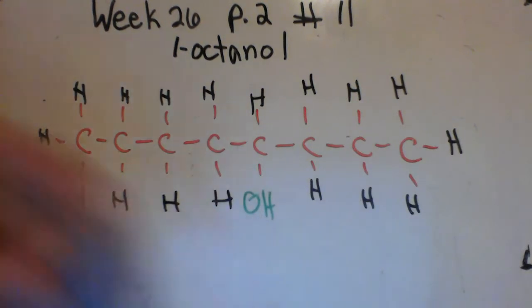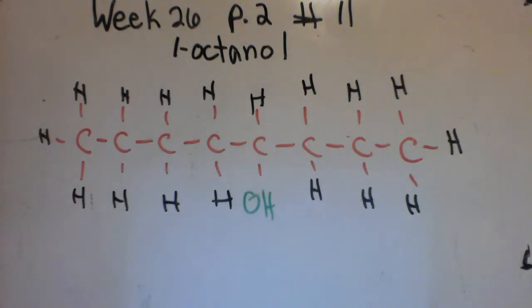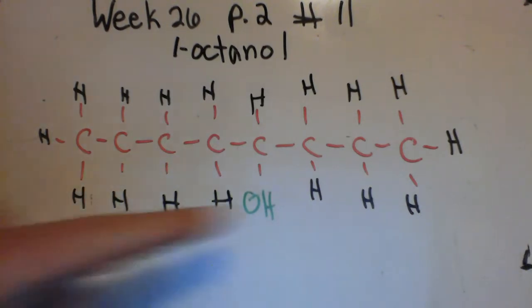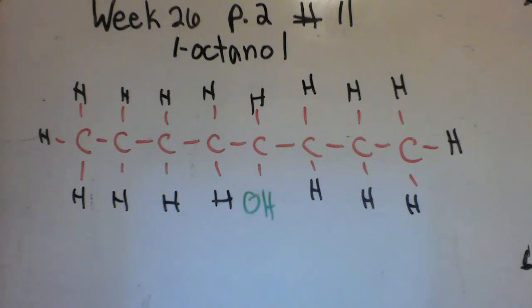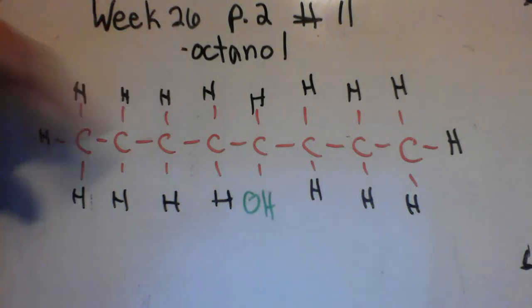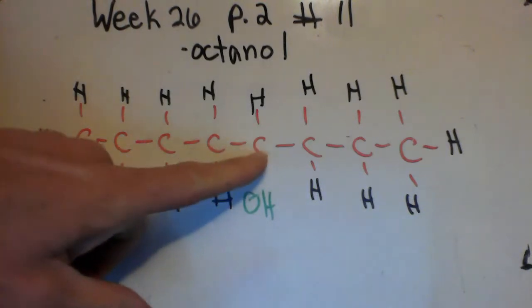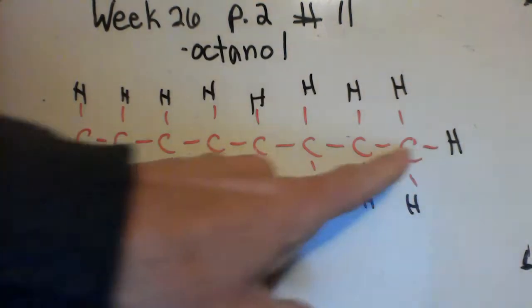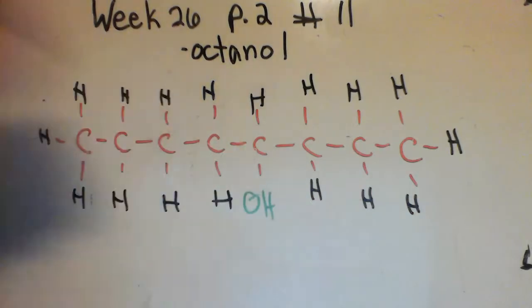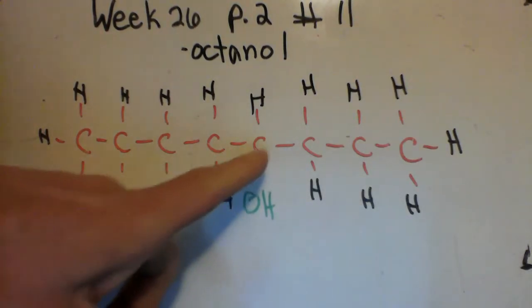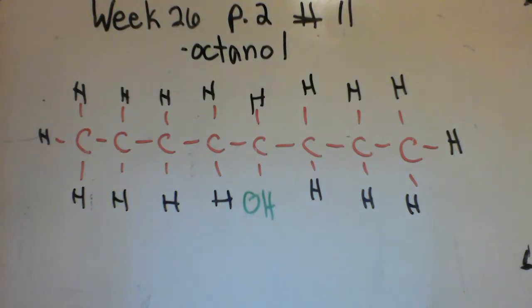Now I have changed the position of the hydroxyl, and this causes us to have to name this particular alcohol a little bit differently. It's no longer 1-octanol. It is 1, 2, 3, 4, 5 from this side, and 1, 2, 3, 4 from this side. So we always take the number that's smaller, or the number that's closer to an end. So we're going to call this 4-octanol.